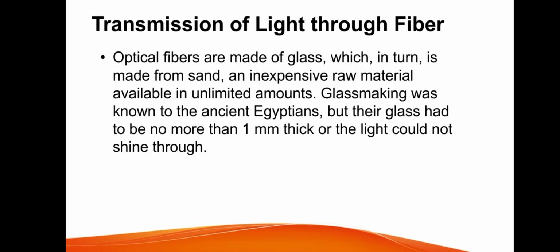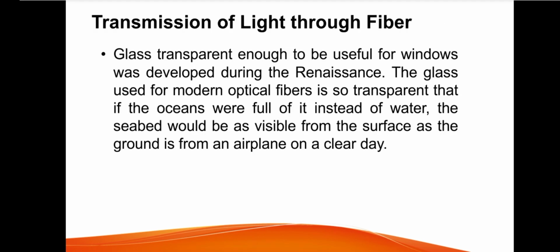In addition, let's also tackle the transmission of light through fiber. Optical fibers are made of glass, which in turn is made from sand, an inexpensive raw material available in unlimited amounts. Glass making was known to the ancient Egyptians, but their glass had to be more than 1 millimeter thick or the light could not shine through. Glass that is transparent enough to be useful for windows was developed during the Renaissance. The glass used for modern optical fibers is so transparent that if the oceans were full of it instead of water, the seabed would be as visible from the surface as the ground is from an airplane on a clear day.